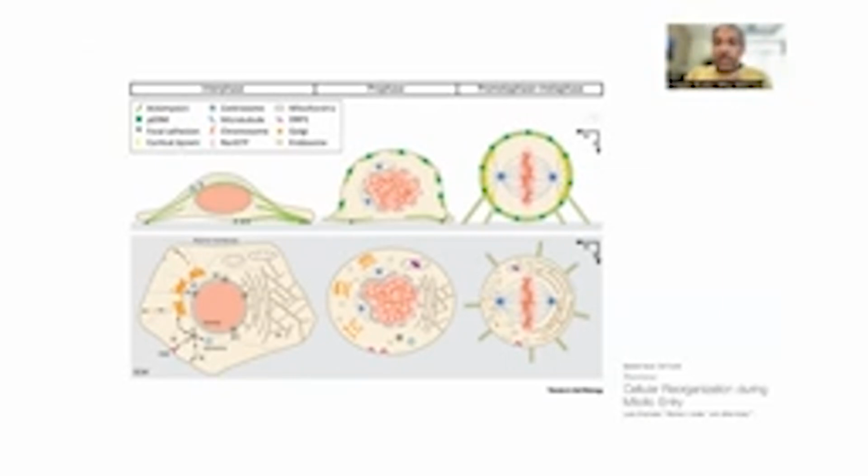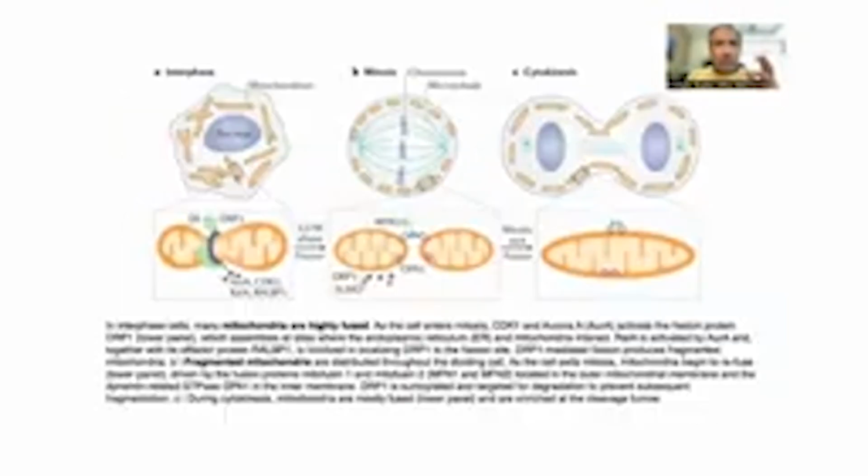And this rounding up of the cell means that there is change in the way this cell is adherent to its matrix, right? So normally it would be nice and spread, and now it becomes a round structure where adhesion is dramatically reduced. And that could also in part contribute to the breaking up of the Golgi. So there could be many different mechanisms that are contributing to making this happen. So the ER, the nuclear membrane, the Golgi are all finding ways to break up and go to the two daughter cells. The mitochondria is not going to be far behind.